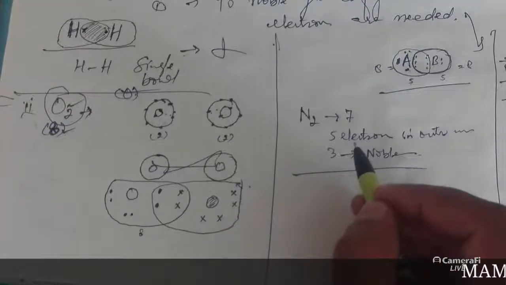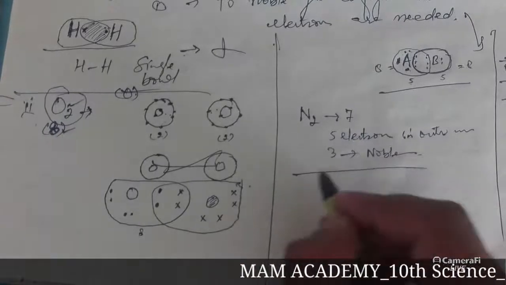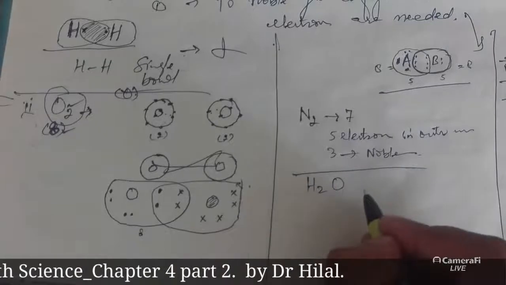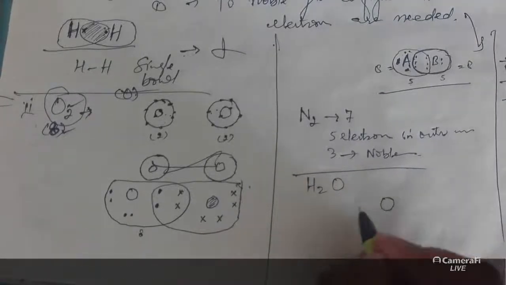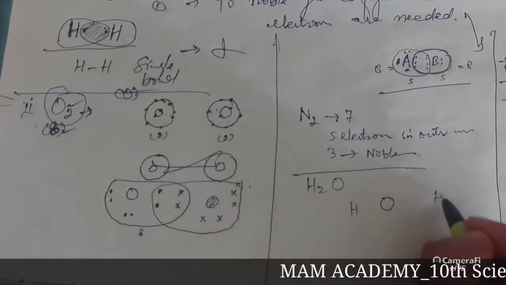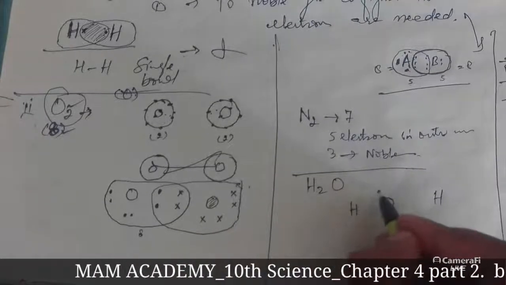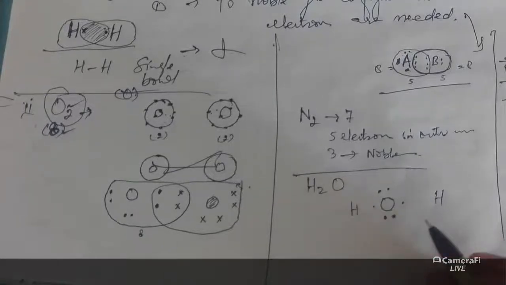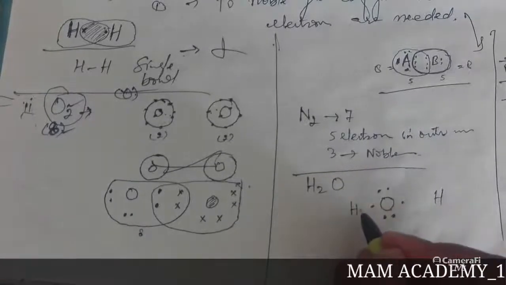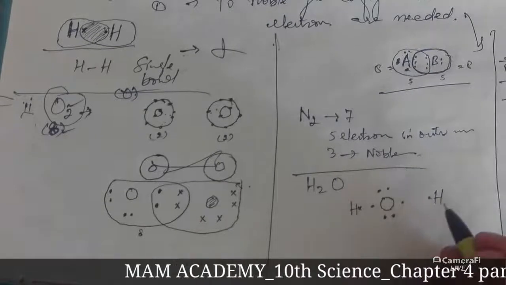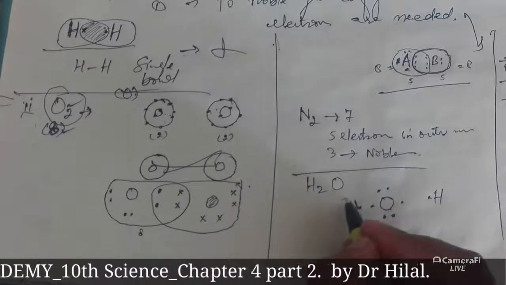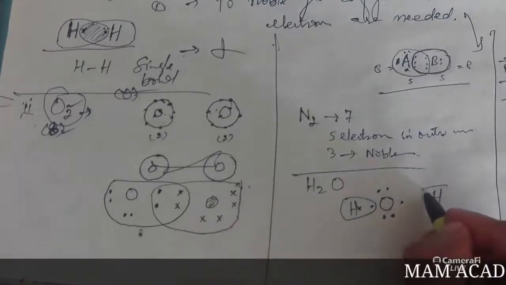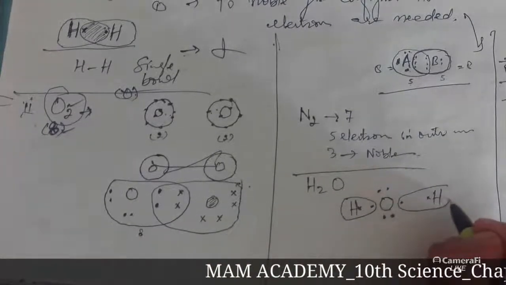Likewise we can go for other molecules, like H2O. This is the oxygen, this is one H, this is one H. As we know, these are the electrons of oxygen, 1 2 3 4 5 and 6. It has 6 electrons. Hydrogen also has 1, here also we have 1. So hydrogen needs only 1 electron. It will share it with the oxygen. This hydrogen also needs 1 electron, so it will share it with the oxygen.